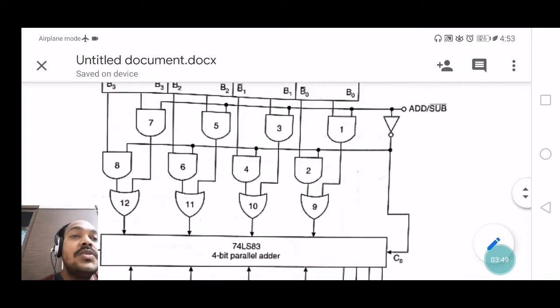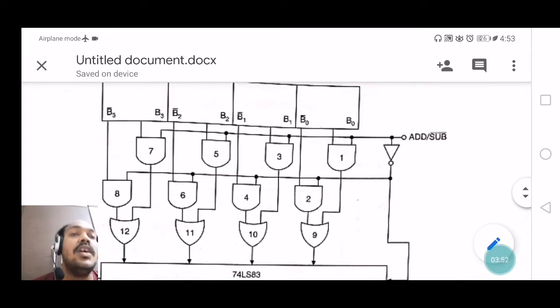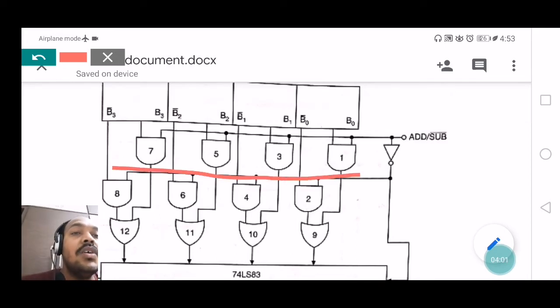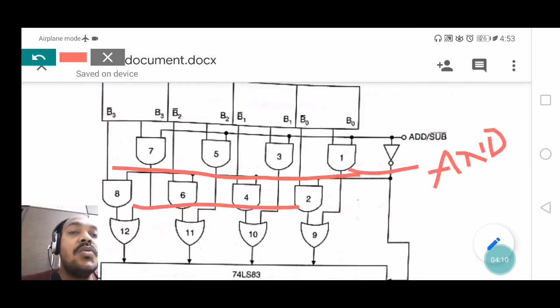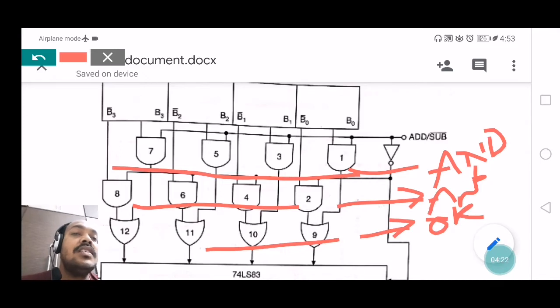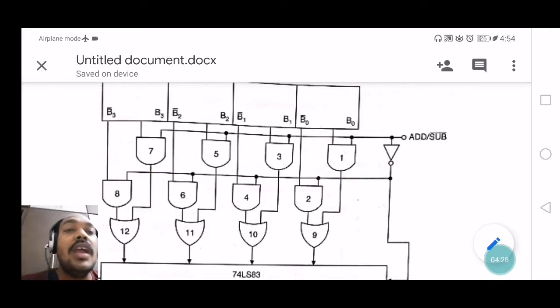In addition to that, if you observe, between register B and the parallel adder you may see a number of gates. There are 3 rows. The first 2 rows are filled with AND gates, and the third row is filled with OR gates. They are numbered 1, 2, 3 and so on, up to 12.